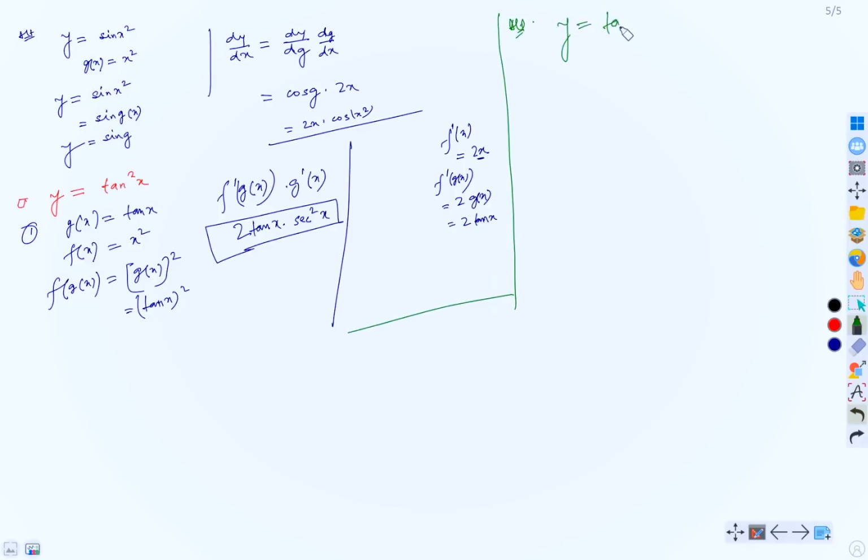We have y equals tan squared x. Okay, so let's say our g(x) is tan x. Observe that in this case you do not need to bring two functions like earlier, where you need both the function f(x) and g(x). You have to determine first which one is our f(x) and which one is our g(x). In this case it is not required.